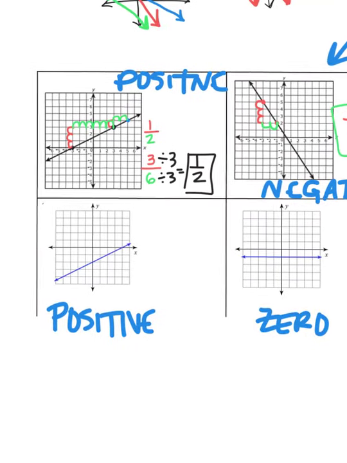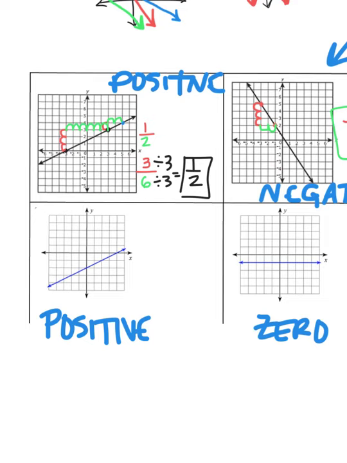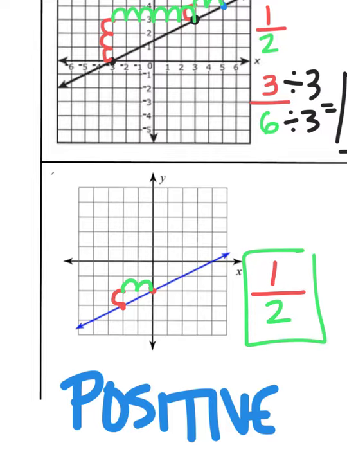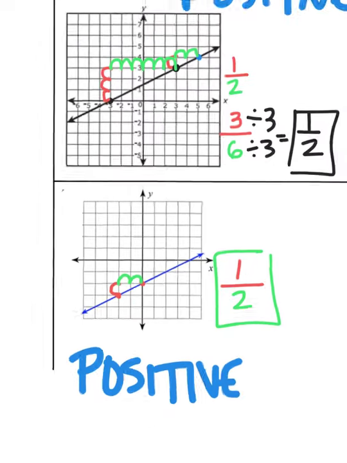All right, let's try one more positive one. Here's a good point. Here's another good point. I'm going to start with my rise. I go up 1. And then my run, 1, 2, over 2. And that's already simplified, so my slope is 1/2.